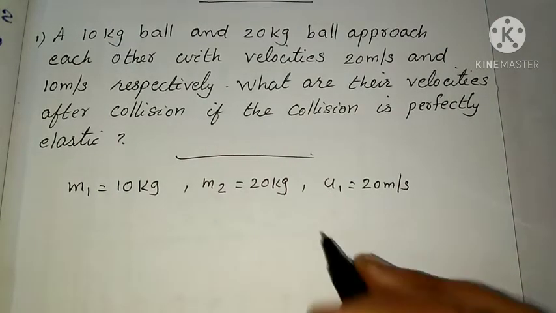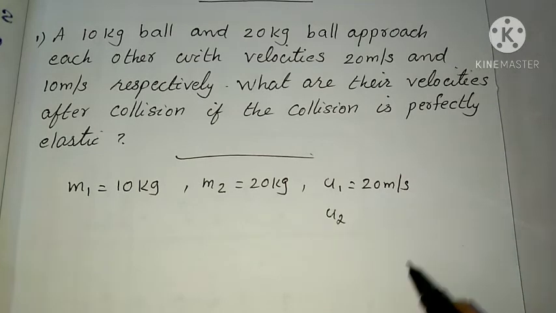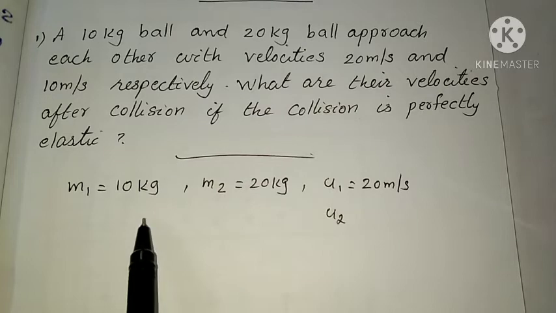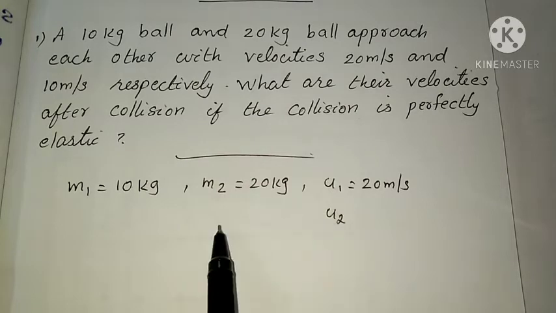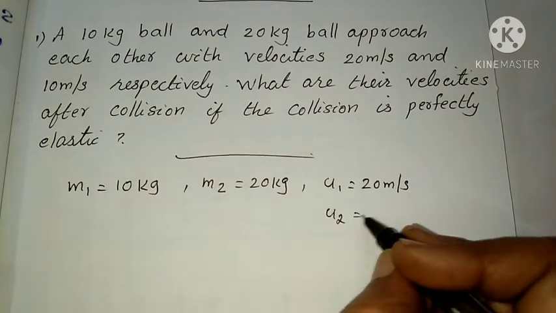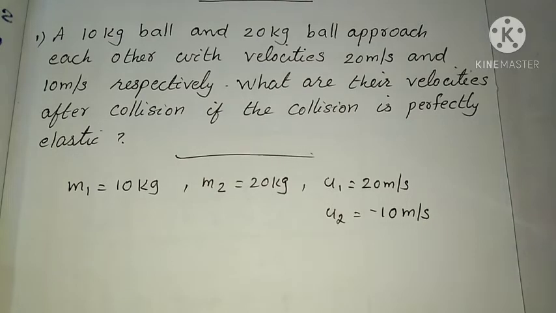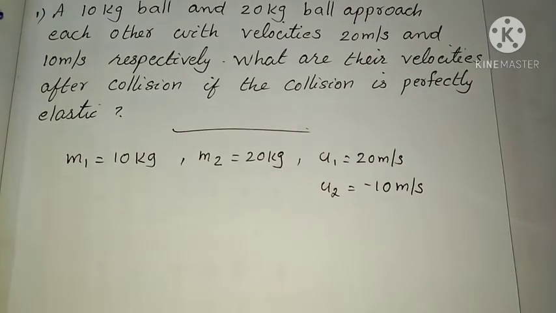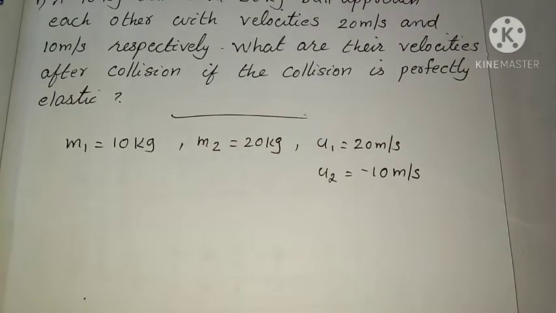And the initial velocity of the second ball, u2. The two balls approach each other. So the first ball moves in the forward direction and the second ball moves in the opposite direction. So we can write u2 equal to minus 10 meter per second. Then we can find out the velocities after collision in the elastic collision.